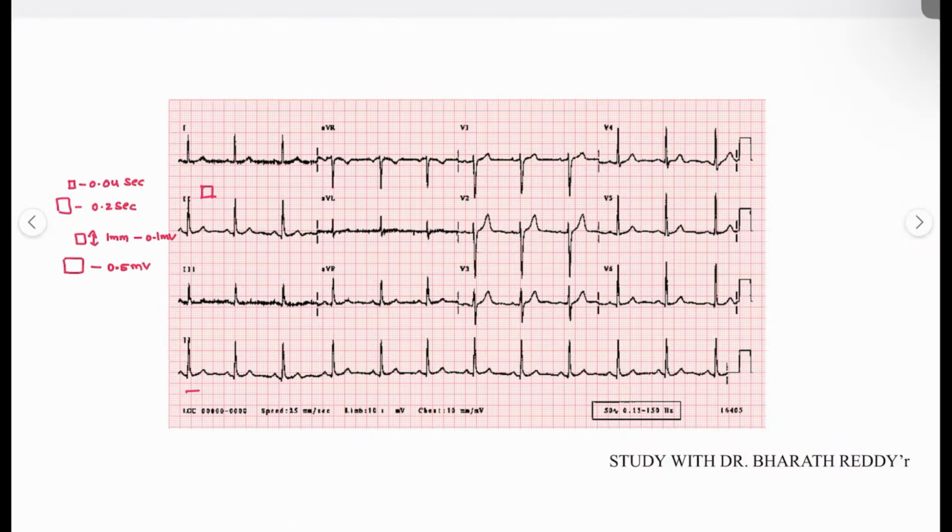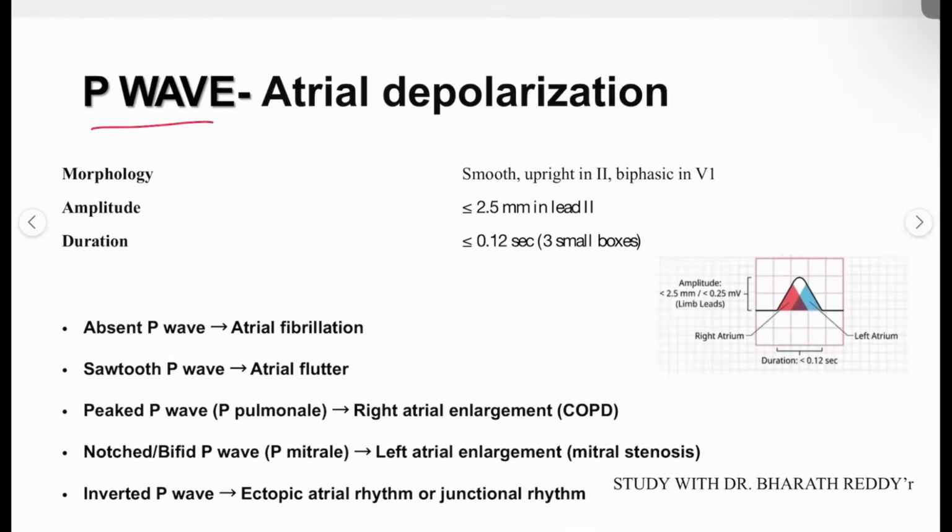And we can specifically, if we calculate the P wave, what does the P wave represent? Atrial depolarization. What is the morphology of the P wave? It is usually upright, that means like this, it will be upright in lead 2 and biphasic. The biphasic means like this, so there will be an upward stroke and also a downward stroke, the biphasic in V1. This is also an asked question in your previous examination. And amplitude is less than 2.5 mm. So this is the amplitude of the normal P wave.